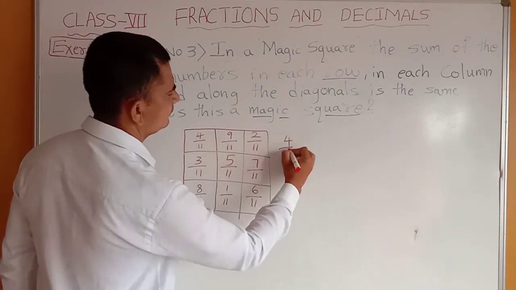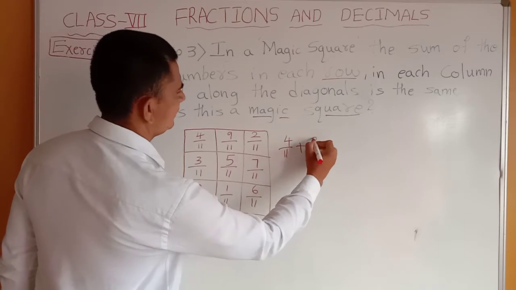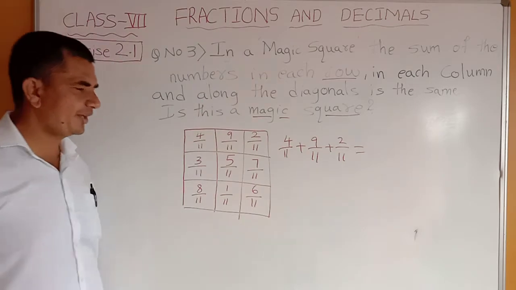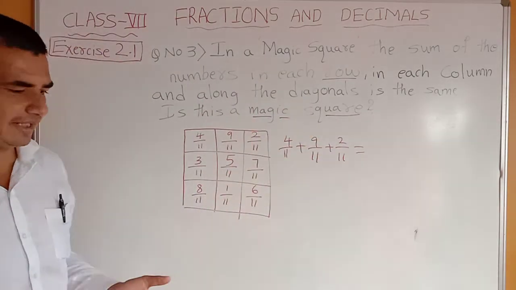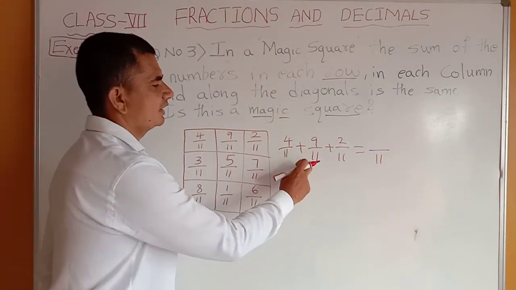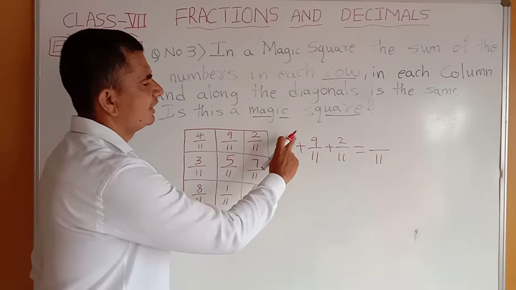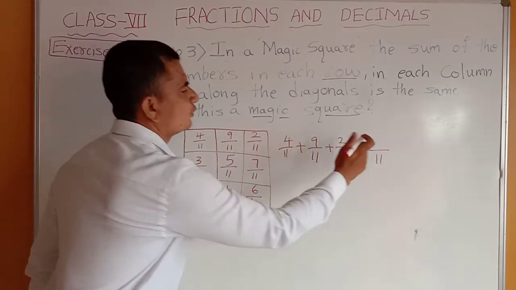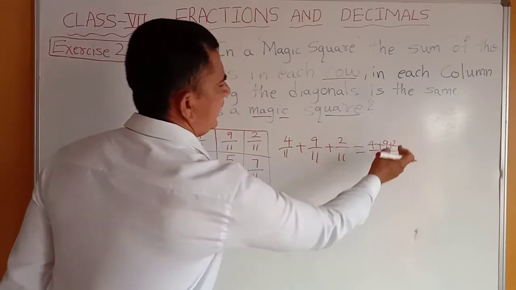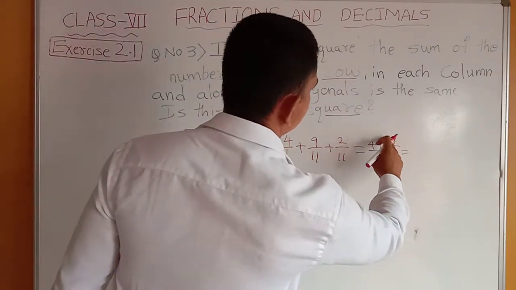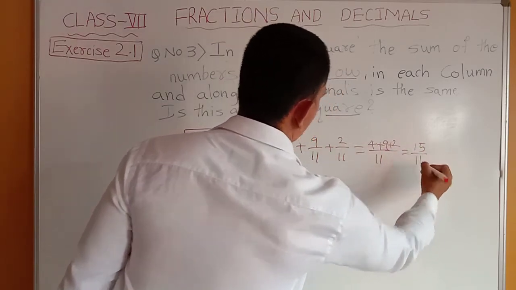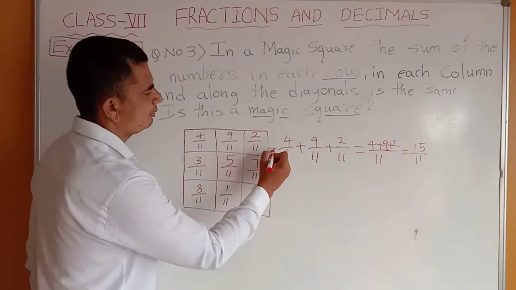So 4 by 11 plus 9 by 11 plus 2 by 11. In addition, the denominators are the same, so there is no need to find the LCM. We can write directly 11 common. So 11, 11, 11, the LCM is 11 only. Then we have to add 4 plus 9 plus 2. 4 plus 9, 13, 13 plus 2, 15. So 15 by 11. We got the answer for this row, 15 by 11.